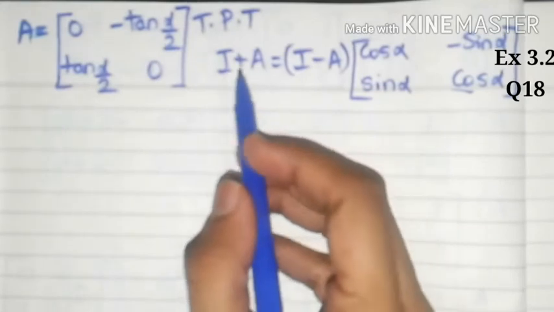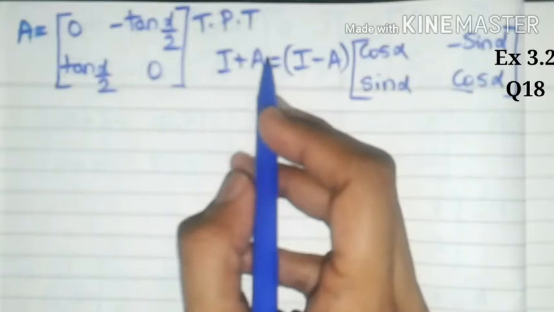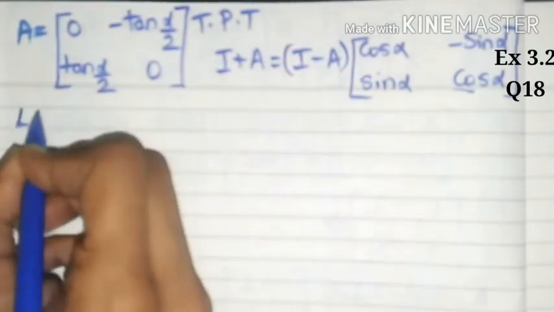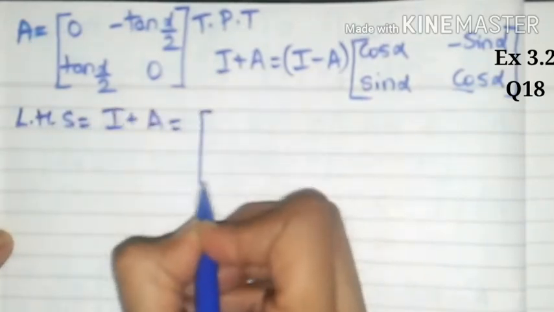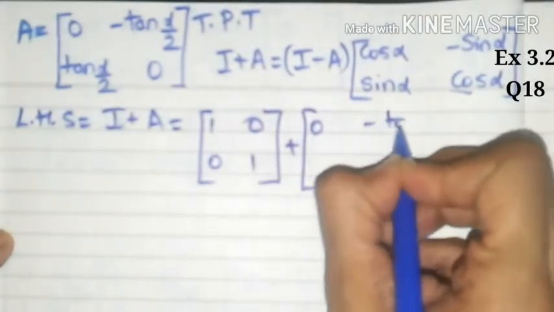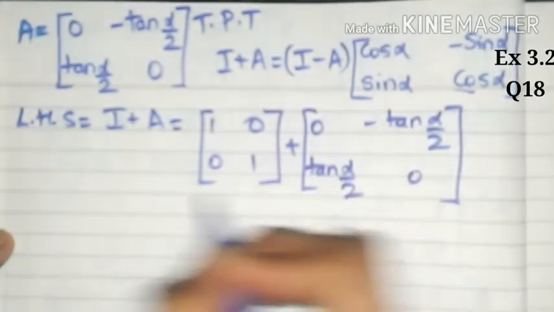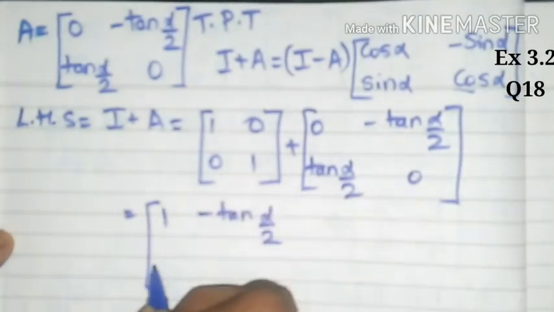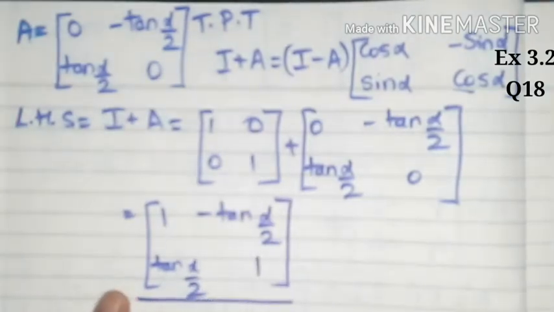So the first thing is we will try to start with the left hand side, because it is also going to be addition of two matrices. So the logical thing is to first do the addition. So let us start with the left hand side. Left hand side is I plus A. So identity matrix plus matrix A. So this is the left hand side actually. So when we simplify this, we'll get 1 minus tan alpha by 2, tan alpha by 2 and 1. So this is my left hand side. We can't do any further simplification.